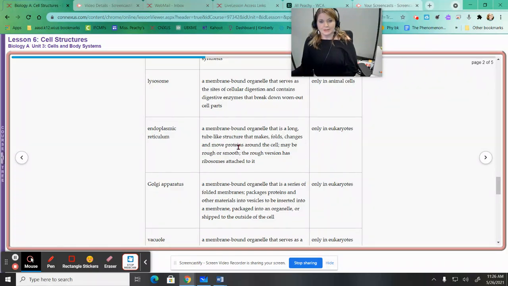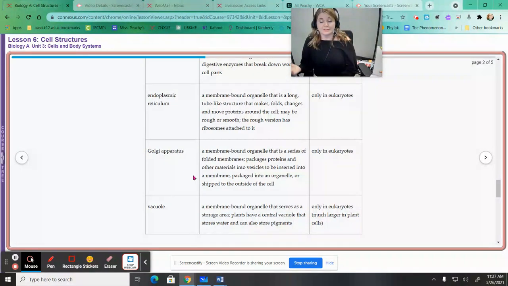hormones are actually manufactured. Steroids to make hormones are manufactured. And it's a membrane-bound organelle that is a long tube-like structure that makes folds and moves proteins around the cell. Again, we have rough or smooth. The smooth one is where the lipids and the steroids are manufactured, and the rough is where we see the protein synthesis occurring. Golgi apparatus, also known as the Golgi body, again, a membrane-bound organelle that's going to add things to proteins like sugars and lipids to fully assemble them, and then package them up in vesicles and transport them around the cell, or transport them out of the cell through exocytosis.